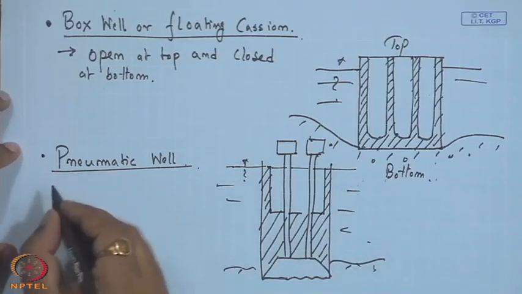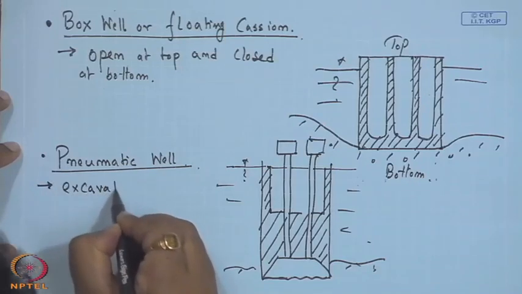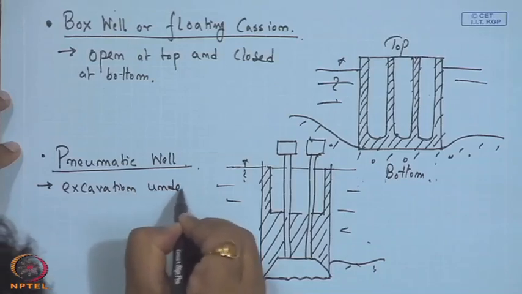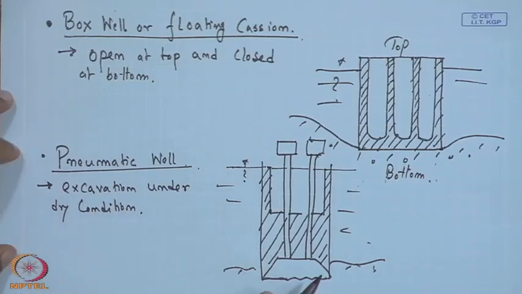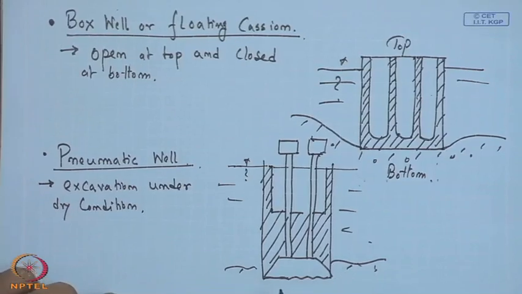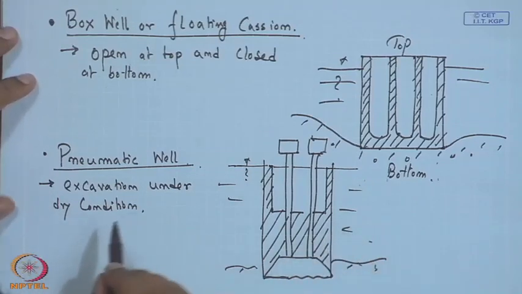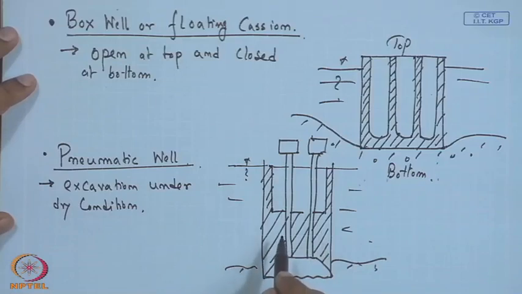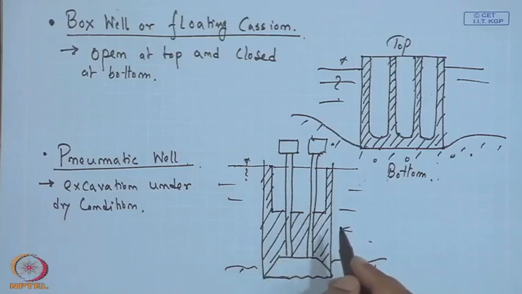So, in this well, the excavation is done under the dry condition. Once the required depth is achieved, the working chamber is filled with concrete. And the advantage of this type of well is that better control during the sinking and the suspension can be done. The bottom of the chamber can be sealed effectively with concrete under dry condition.